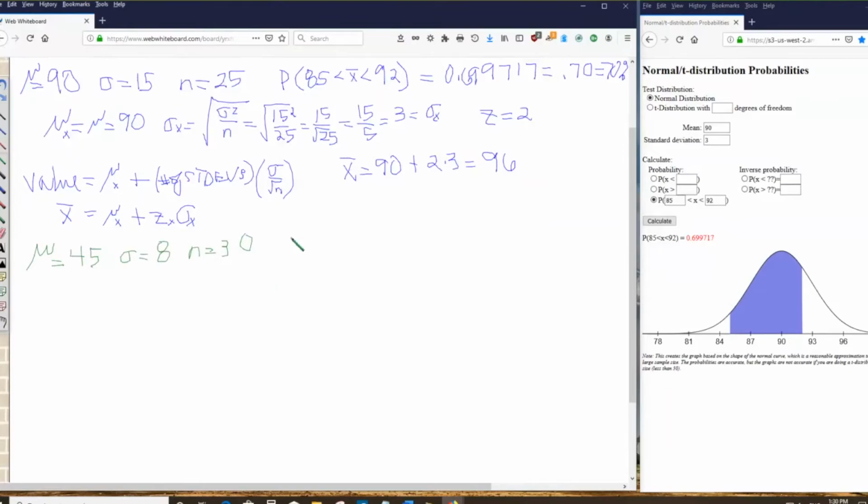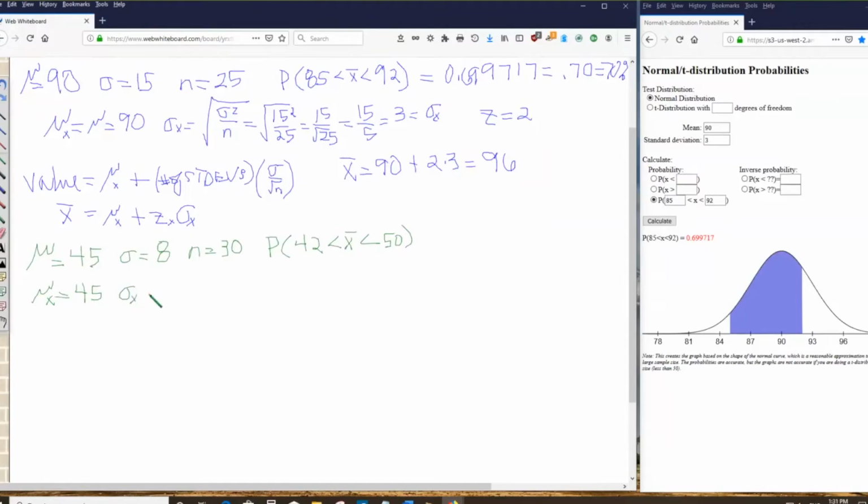And I want to find the probability that the mean value or the x value is going to be between 42 and 50. Then, once again, the mean of the sample is going to be the same as the mean of the original, which will be 45.